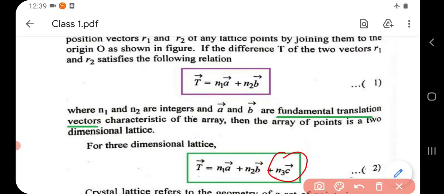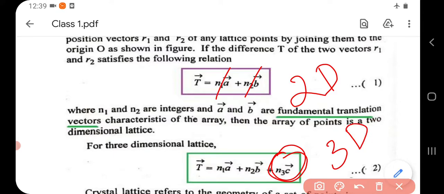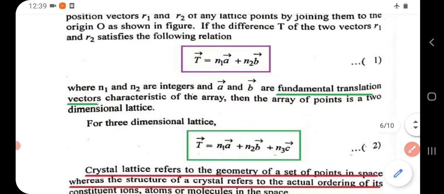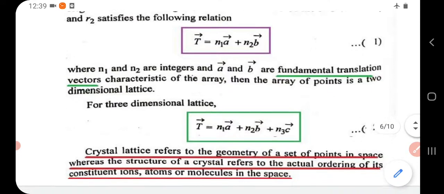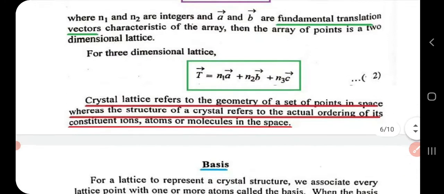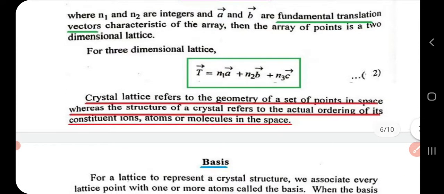See this one. These are only two terms, so it denotes a two-dimensional lattice. Here there is an additional term, so this actually represents a three-dimensional lattice. All the terms have the meaning that I have already explained. n1, n2, n3 are integers, whereas a, b, c vectors are called fundamental translation vectors. Now there is a definition for crystal lattice. It actually refers to the geometry of a set of points in space, whereas a crystal structure refers to ordering of ions, atoms or molecules in space.